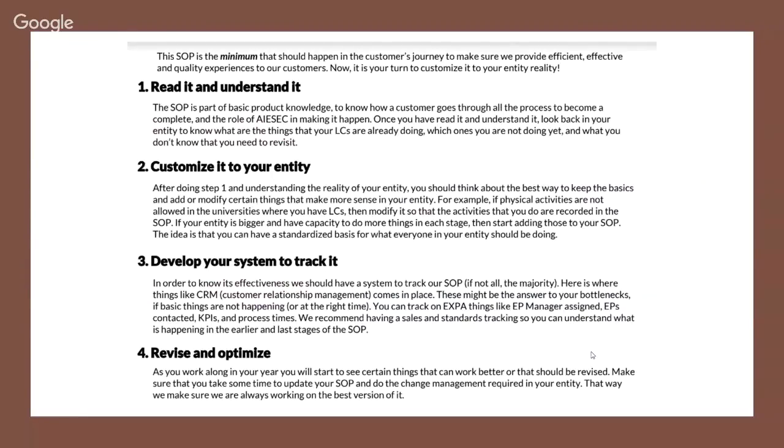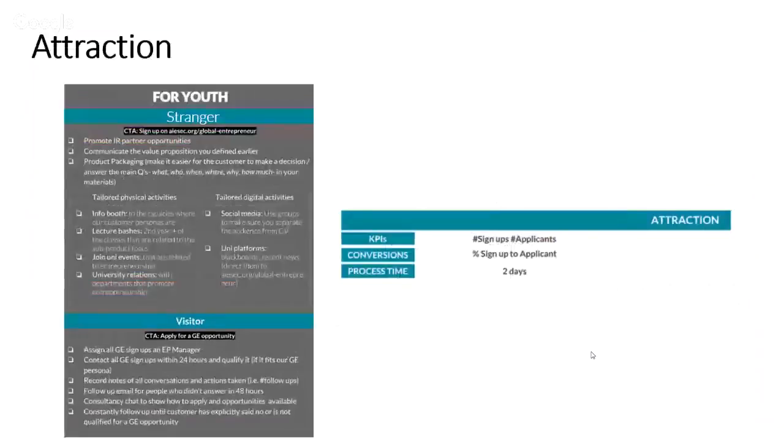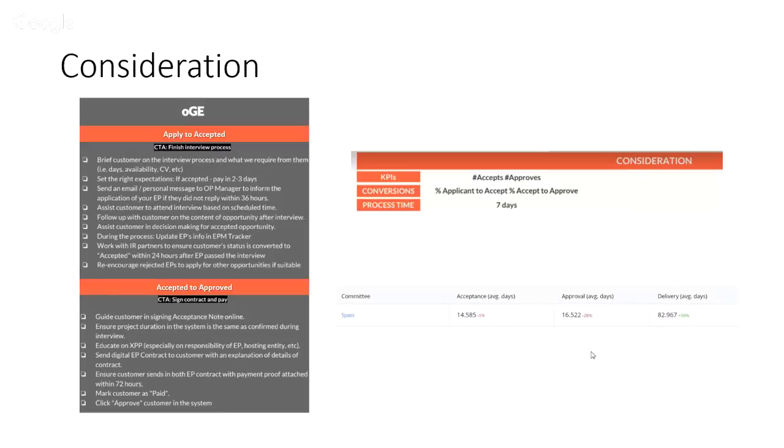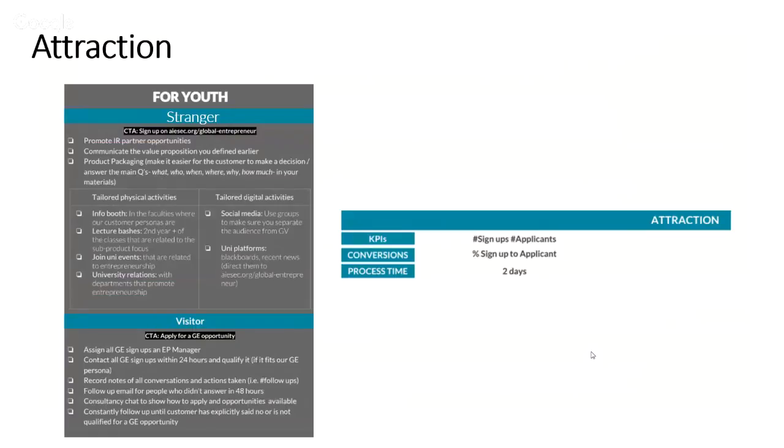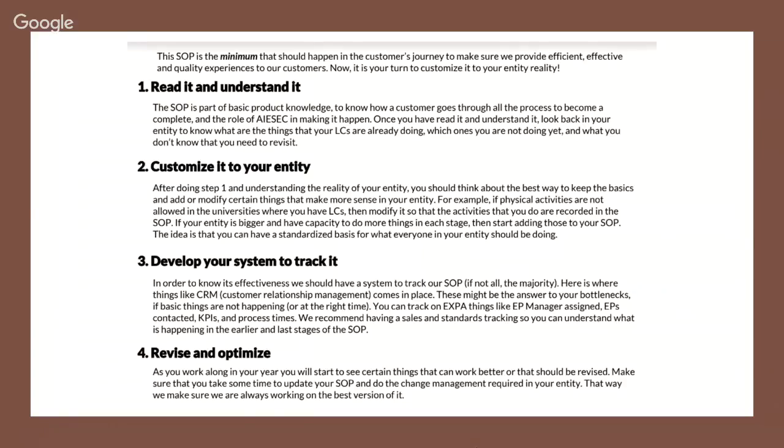So if you have other ways to do it or more things to do, it's okay. But this is the minimum that needs to happen, and the minimum measurables that we need to track. Okay, so how can I embed the SOPs in my local entity?